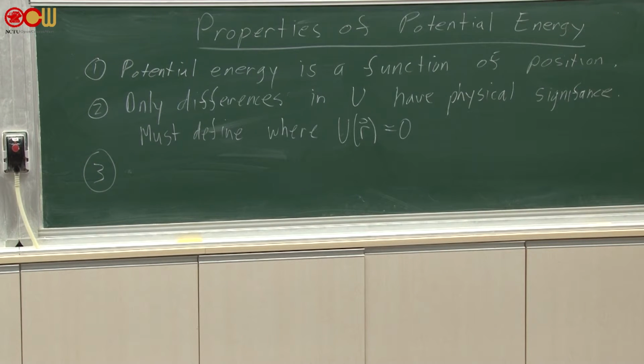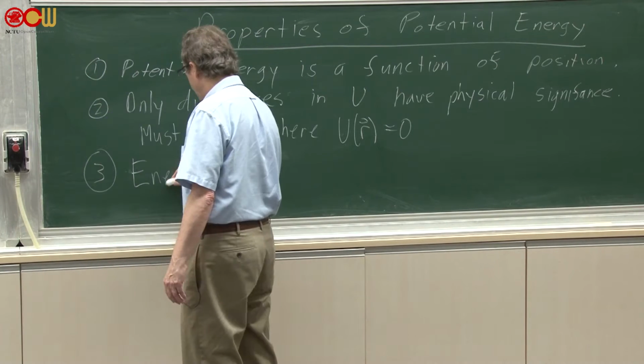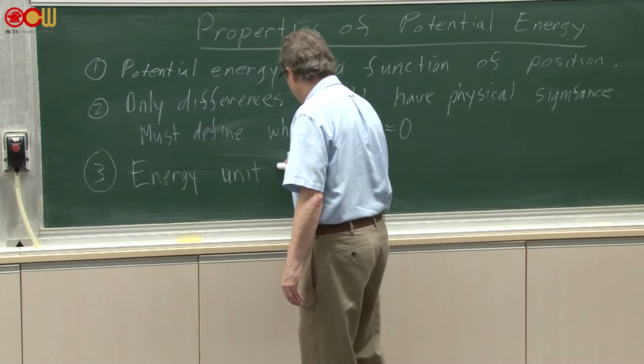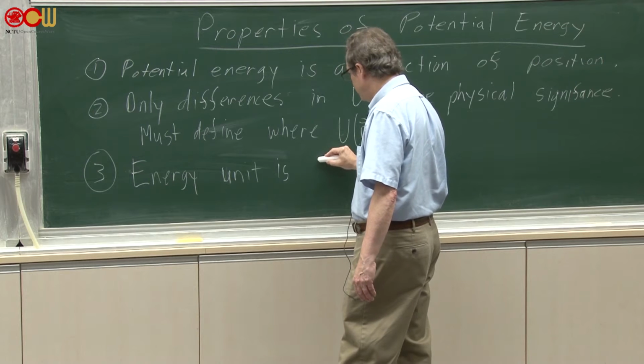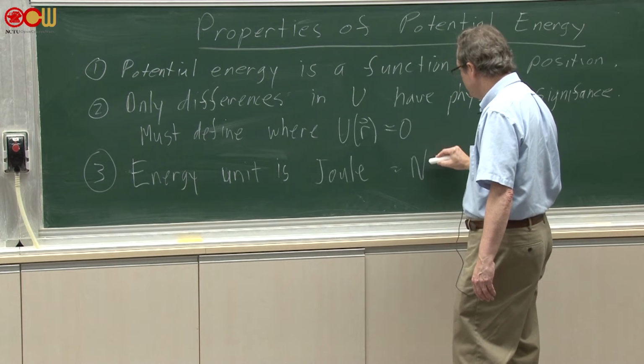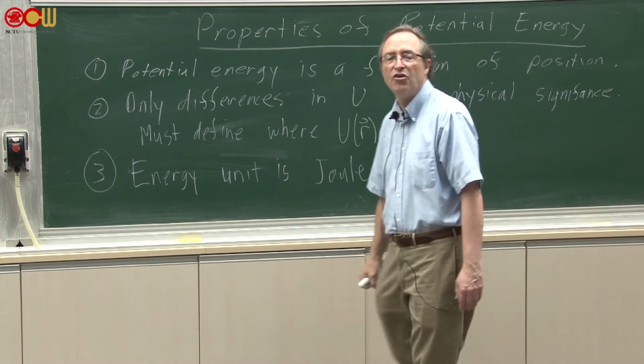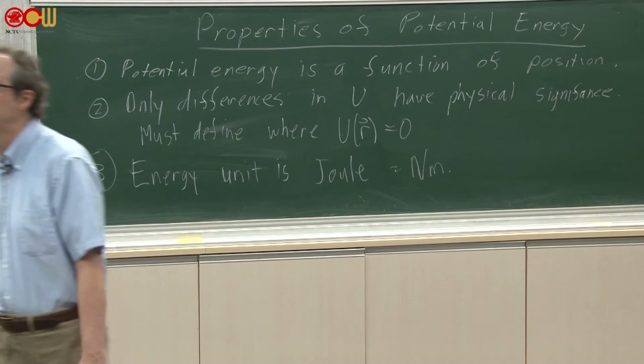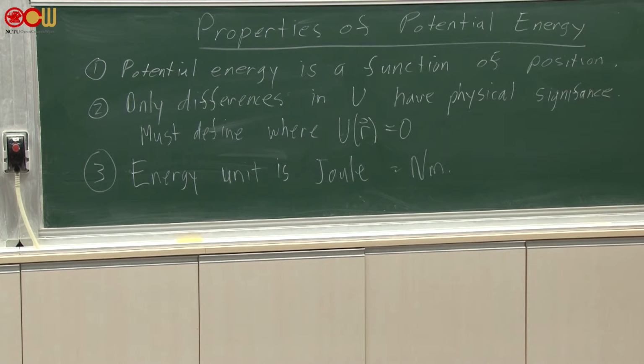Third thing, what is the unit? So potential energy is energy. The energy unit is called a joule, which equals a Newton times a meter. So a Newton meter is a joule. That's the MKS unit of energy.